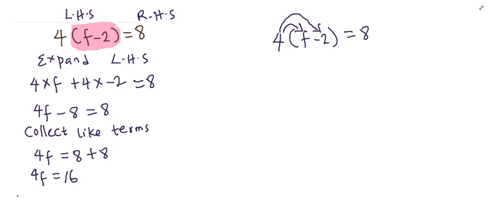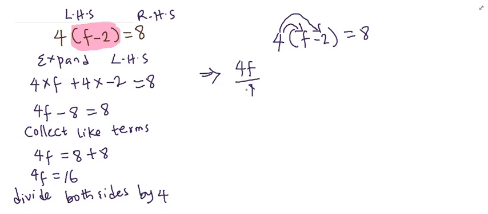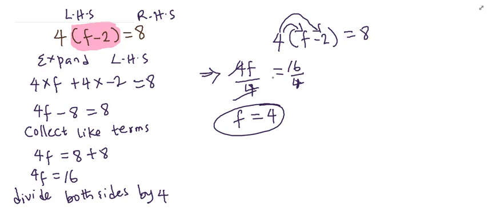So what is the next step? Because our f has a coefficient, we have to divide both sides by that coefficient. So divide both sides by 4, right? Let's continue here. So we have 4f divided by 4, okay, is equal to 16 divided by 4. Okay, right here the 4's cancel out and f is standing alone. 16 divided by 4 is 4, and that is our final answer.